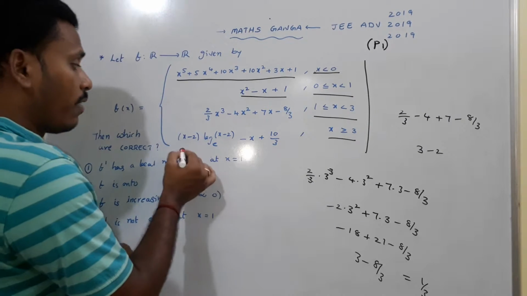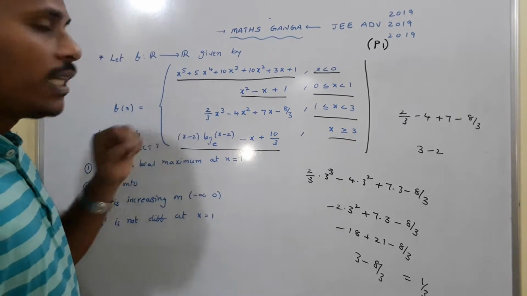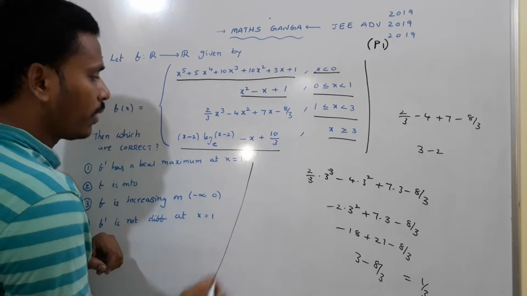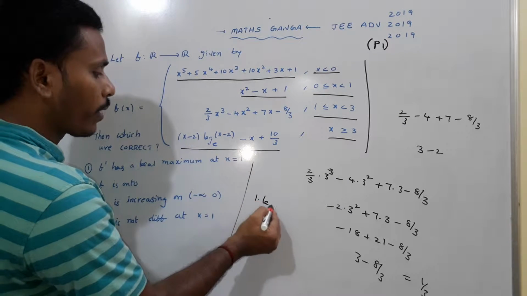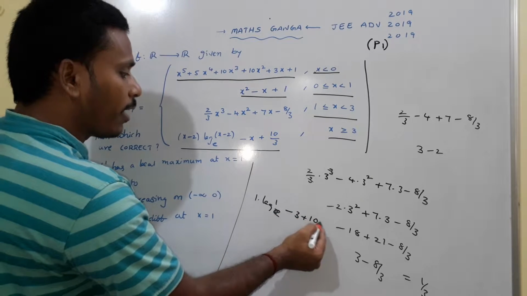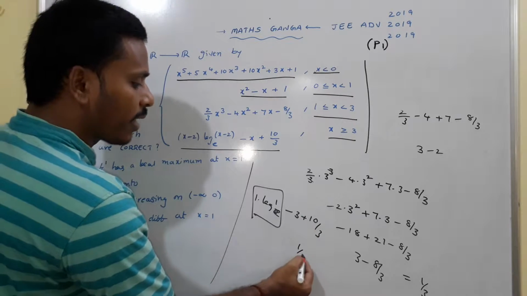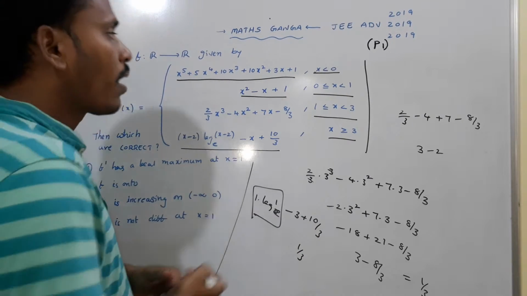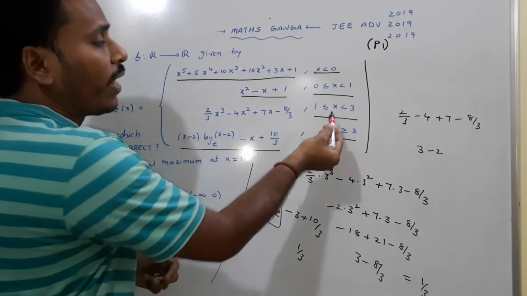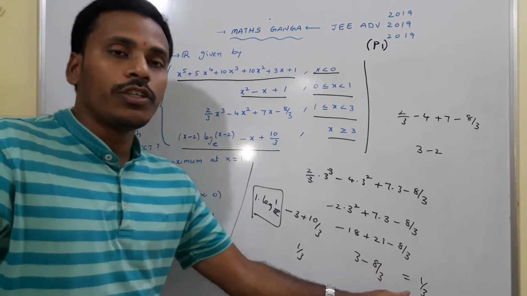Similarly, if you check for the right hand side value of 3, you need to replace x with 3 here. So if you replace 3 here, it will be 3 minus 2 is 1, and then log 1 base e minus 3 plus 10 by 3. This is 0. 3 threes is 9, 10 minus 9 is 1 by 3. So if you observe, in the left hand side of 3 as well as in the right hand side of 3, the functional value is same.